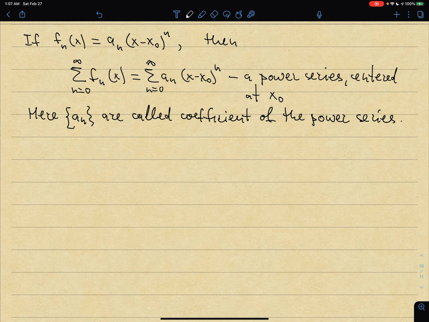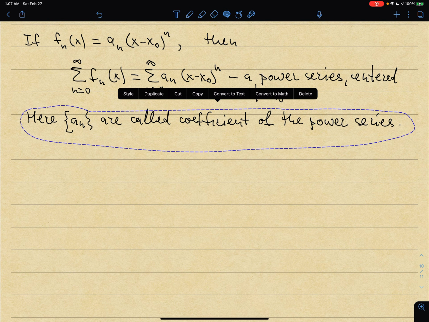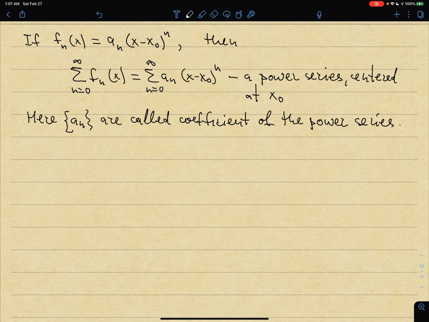All right, so I hope this makes sense, and in fact this is stuff that you already have seen in regular calculus. Now a couple of points that I want to make here. So let's note the following.